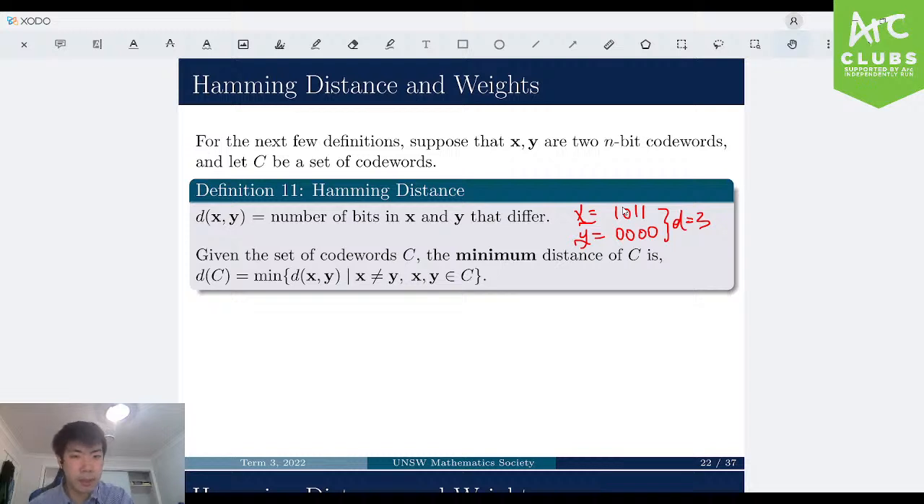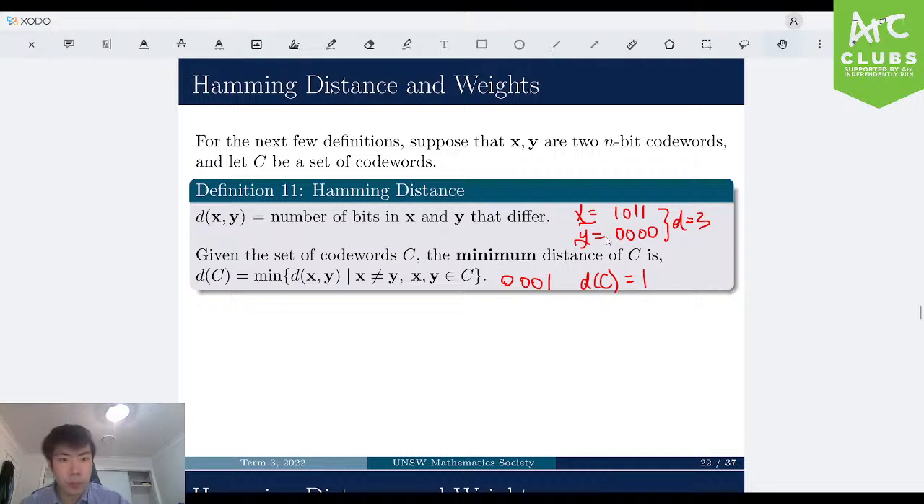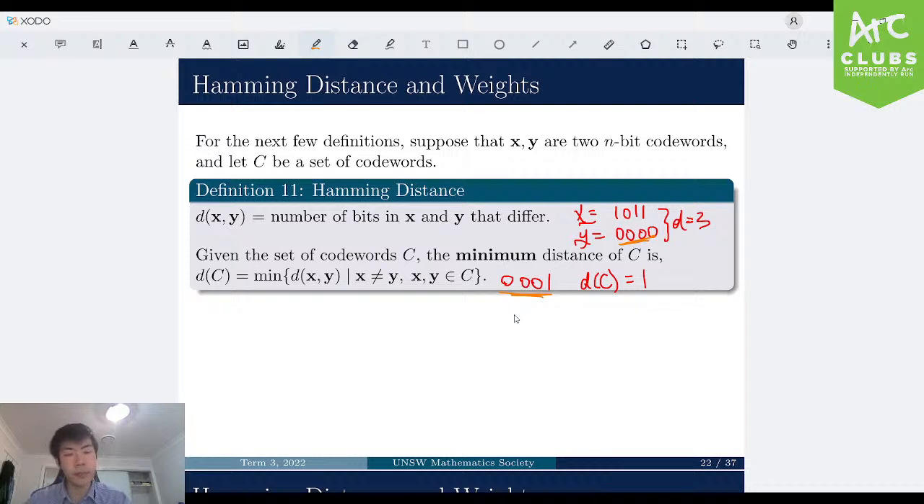And the minimum distance of C is just, amongst all pairs of code words in the code set C, which distance between any of these pairs is the smallest. So for example, if you have 1, 0, and 1, 0, 0, 0, and you have the extra code, let's say 0, 0, 0, 1, then the minimum distance of C would be 1, because the minimum distance would arise out of this and this having a distance of 1. That's what that means.